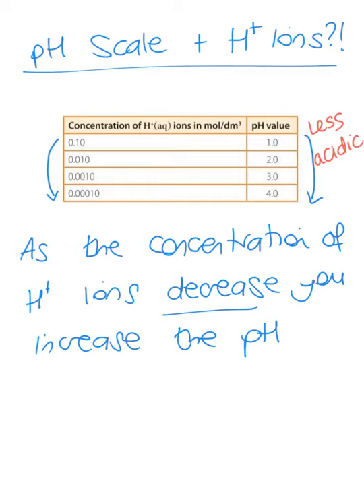The two main things you want to take from this video are the difference between a strong and a weak acid, which is a strong acid will completely ionize in water. A weak acid will not completely ionize in water. You then want to always be able to relate H plus ions to the pH scale, and that is as the concentration of H plus ions decrease, you increase the pH and make it less acidic.